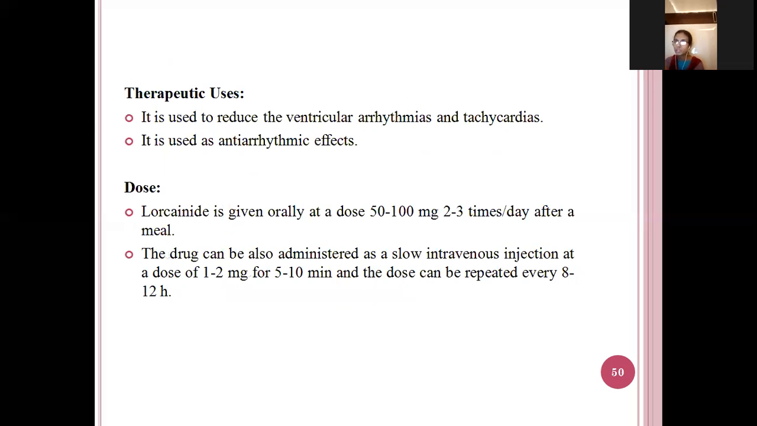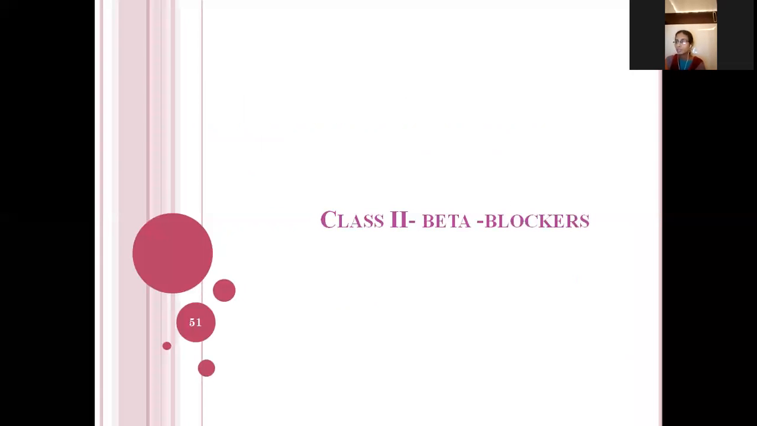So uses, it is used to reduce the ventricular arrhythmias and tachycardia, and also it has the anti-arrhythmic activity. So these are the drugs which come under the class 1.